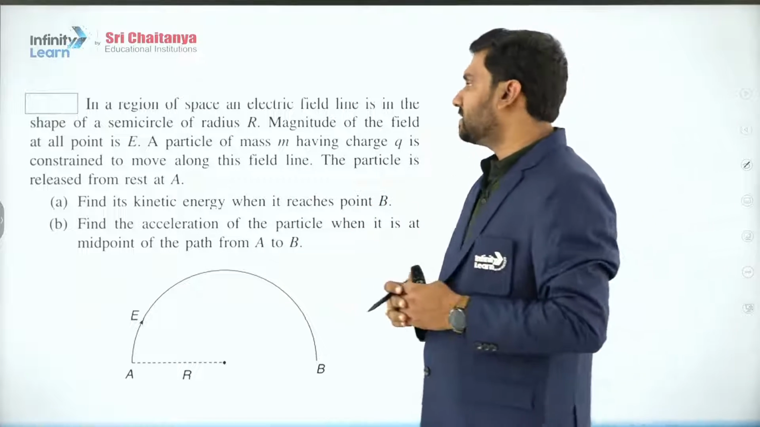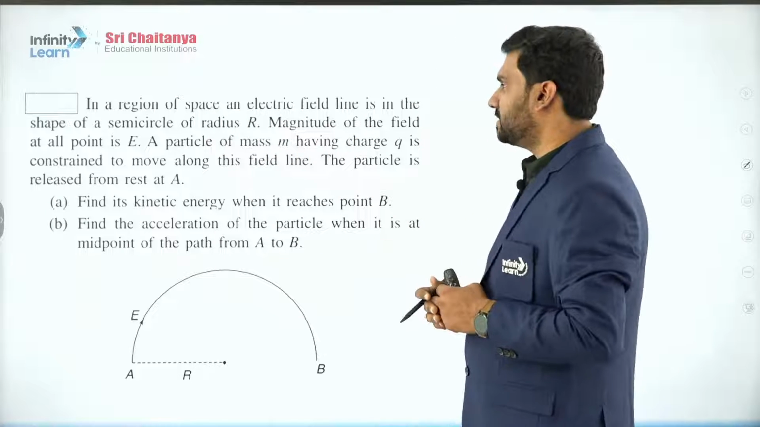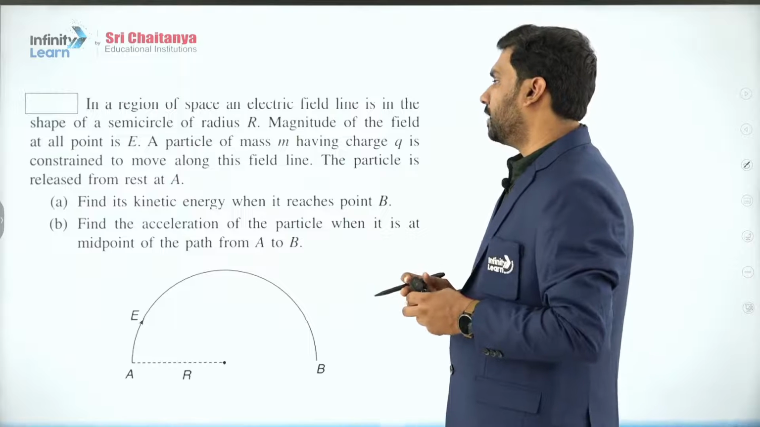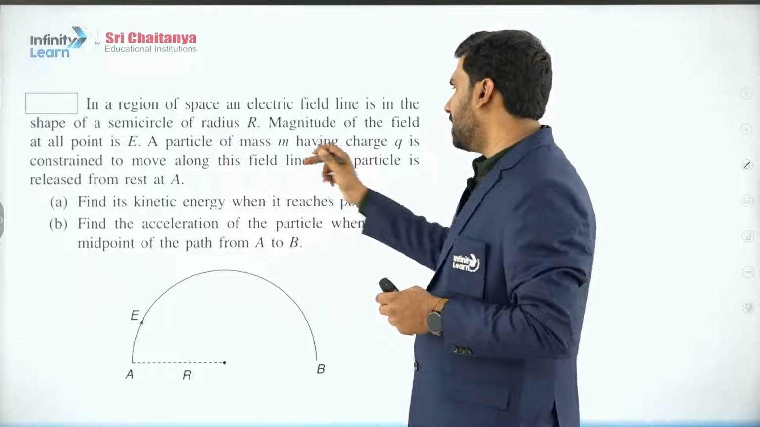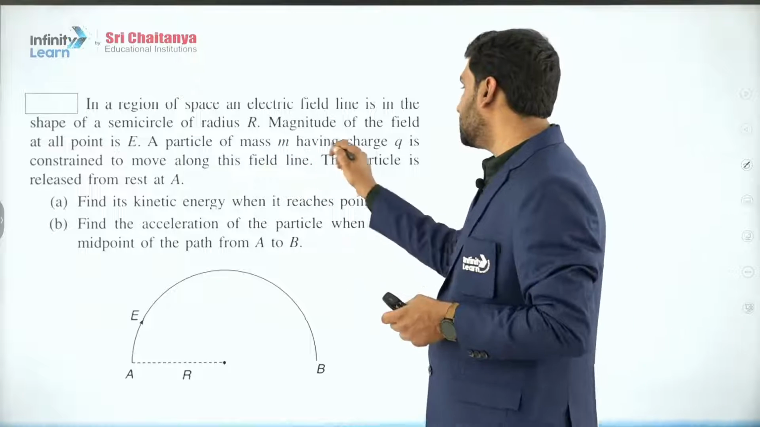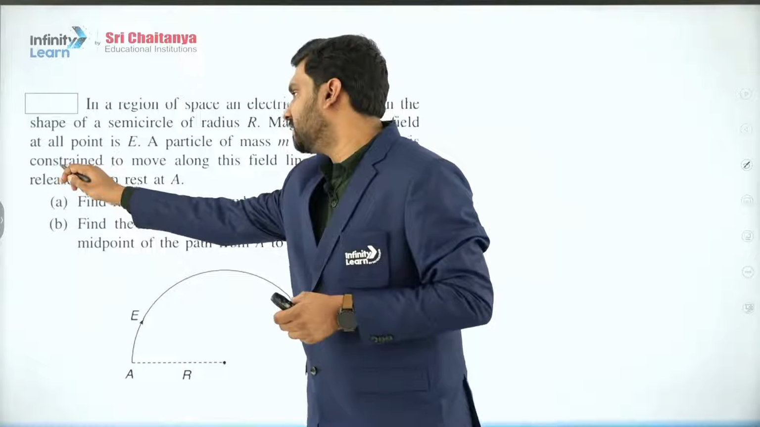Here they are saying that in a region of space, an electric field line is in the shape of a semicircle. You can see the magnitude of the field at all points is capital E. A particle of mass m having charge q is constrained to move along the field line. This is very, very important.